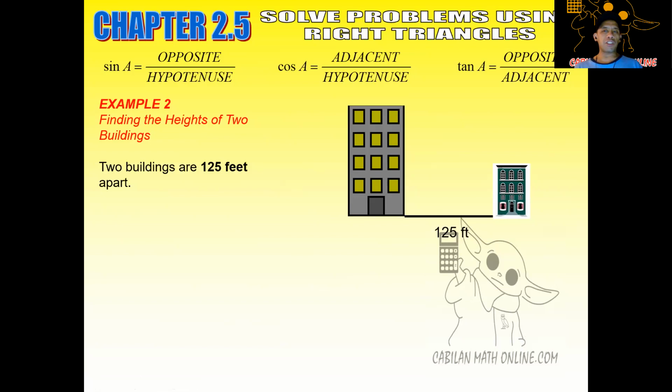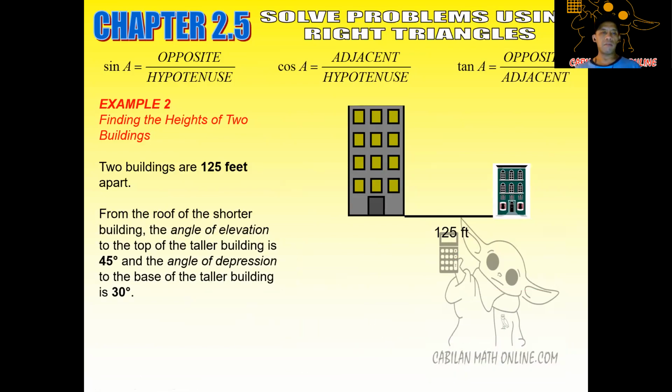Now, the next part is going to be a little bit challenging to understand at first. That's why I do need to break this part down here. So between the two buildings, it says from the roof of the shorter building, the angle of elevation to the top of the taller building is 45 degrees. So let's start off with that. So if you take a look at the smaller building, okay, from the roof of it, the angle of elevation to the top of the taller building is 45 degrees.